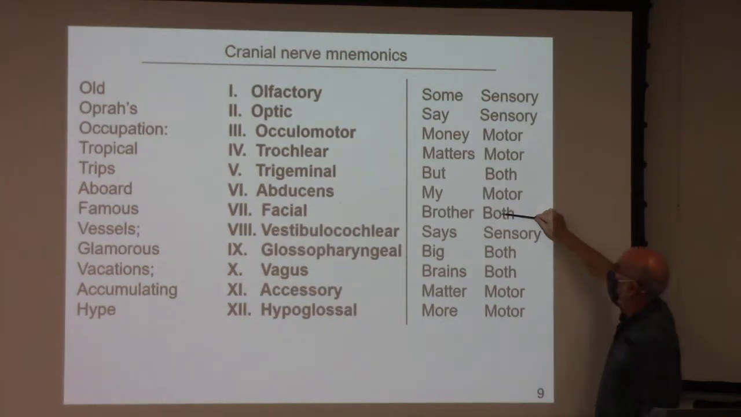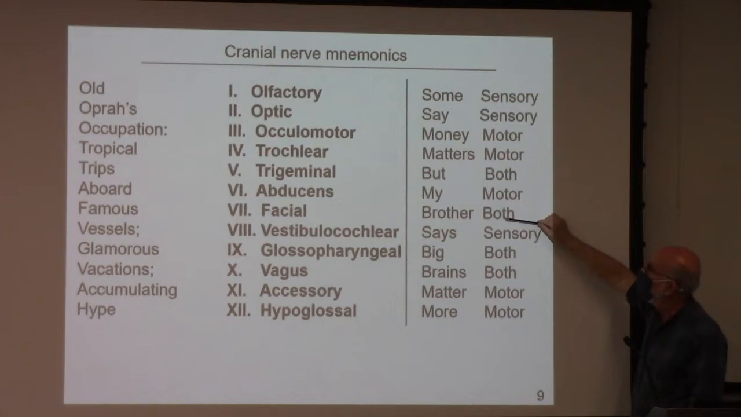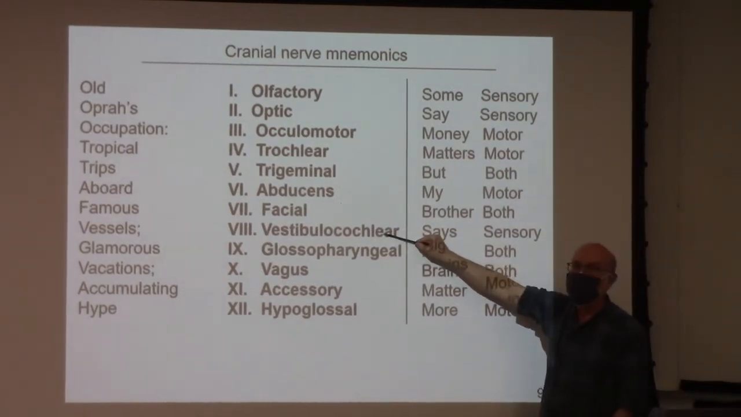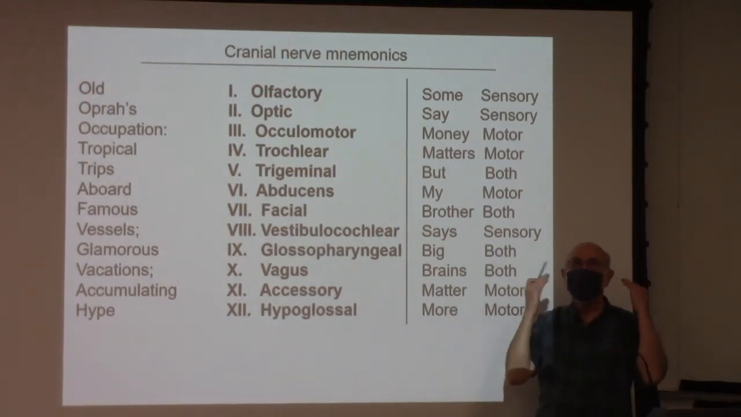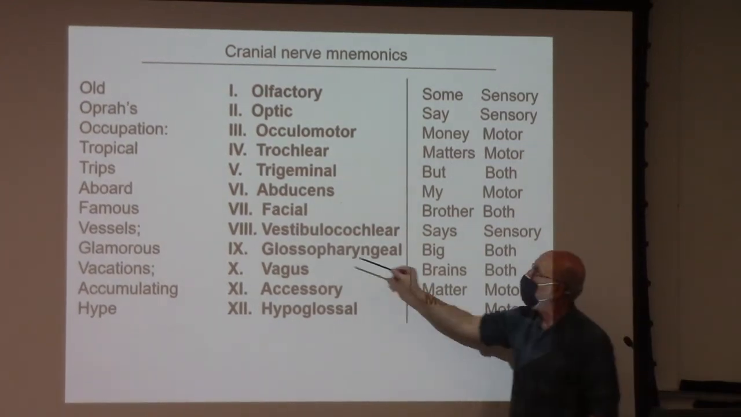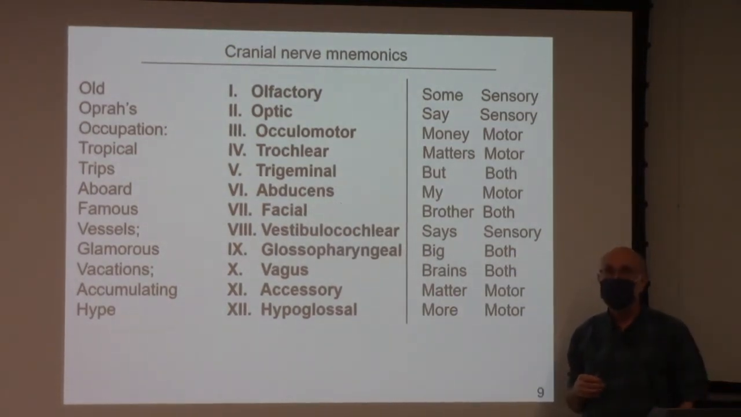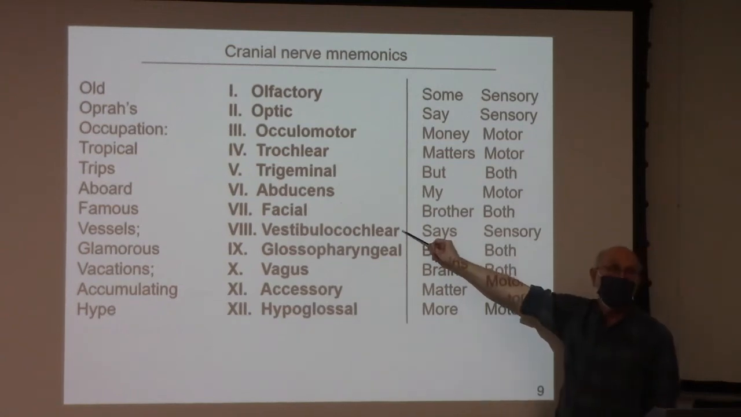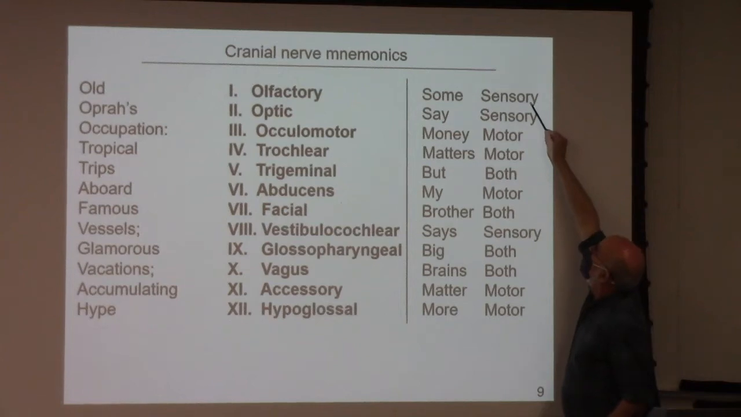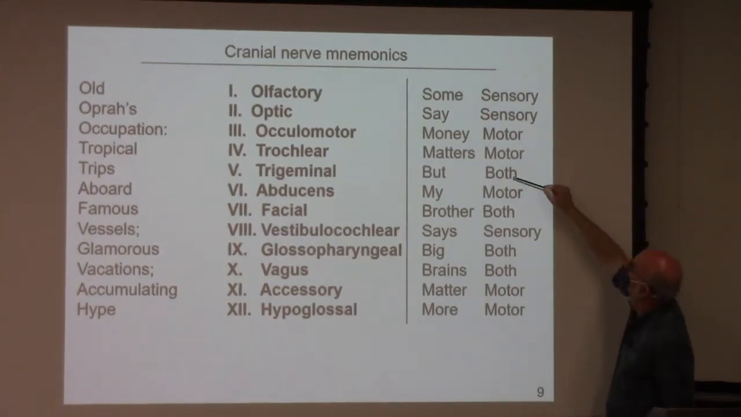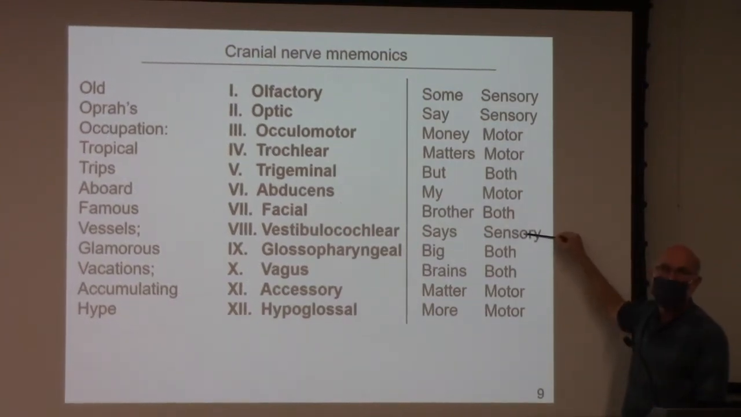Facial has both sensory and motor function. Vestibulocochlear. Balance and sound information from your ear. Balance, vestibulocochlear, from the cochlea of your ear. When we get to the auditory system, we're going to be referring to this cranial nerve. And it's purely sensory. So, olfactory, visual, facial sensation, hearing, and balance.